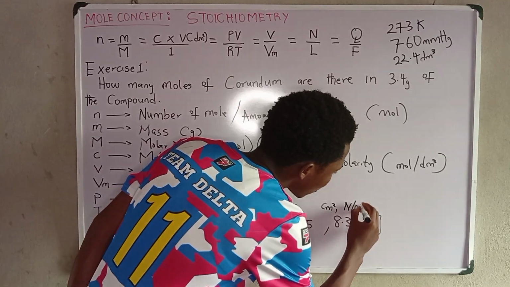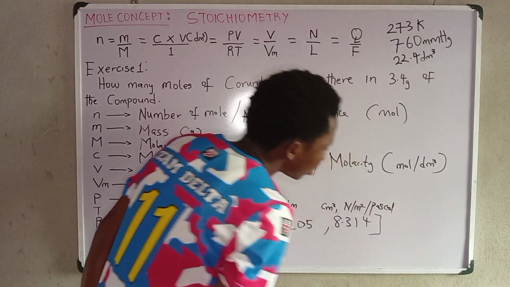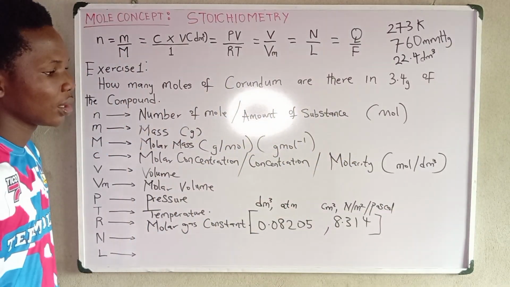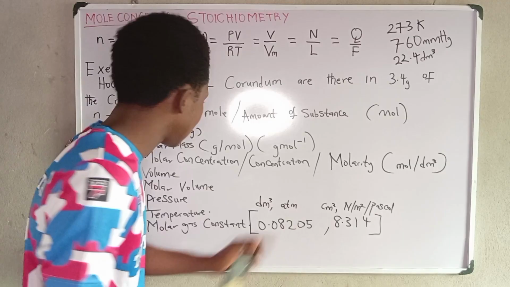Newton per meter square, or what? Pascal. When your pressure is in Pascal, you are to use this value. Please take note of this thing I'm telling you.